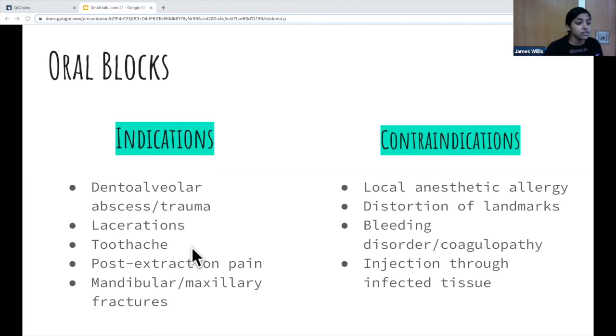Reasons we do oral blocks include abscesses, trauma, lacerations, like I mentioned, toothache, post-extraction pain, and also you can do it for mandibular or maxillary fractures. Contraindications for oral blocks include the obvious ones, if the patient has allergies or any bleeding disorders. But other things to think about are if any patients have distortions over the landmarks where you would do an oral block, or if there's an infection overlying that site.